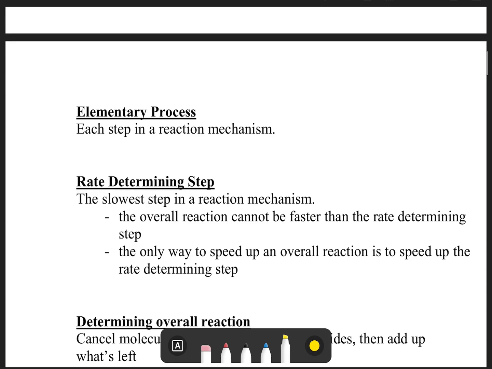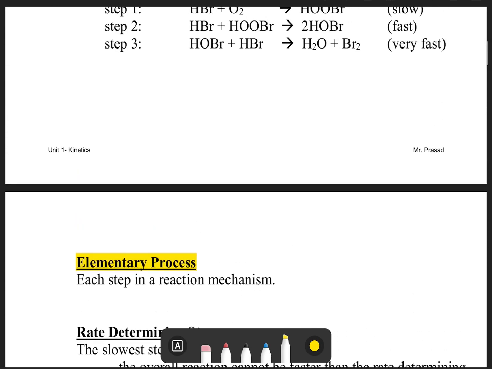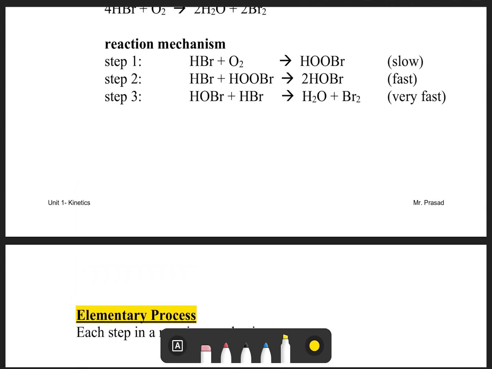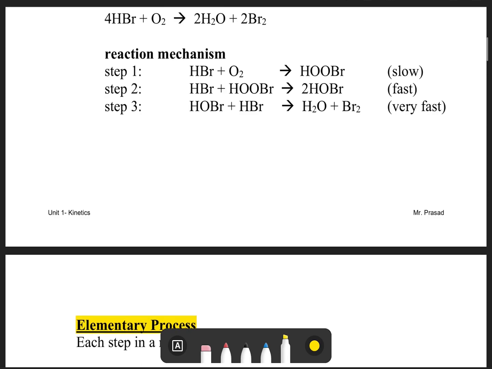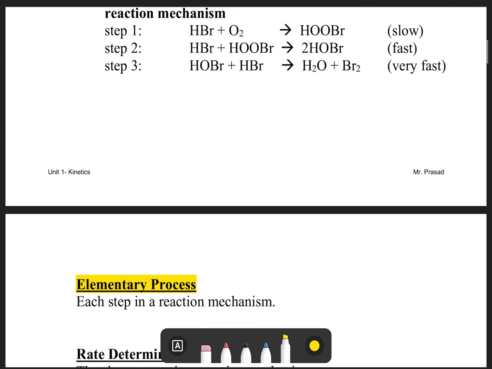Let's look at a couple definitions. Elementary process is defined as each step in a reaction mechanism. In this reaction mechanism, there are 3 elementary processes: step 1, step 2, and step 3. So each step is classified as an elementary process. The number of steps gives us the number of elementary processes.